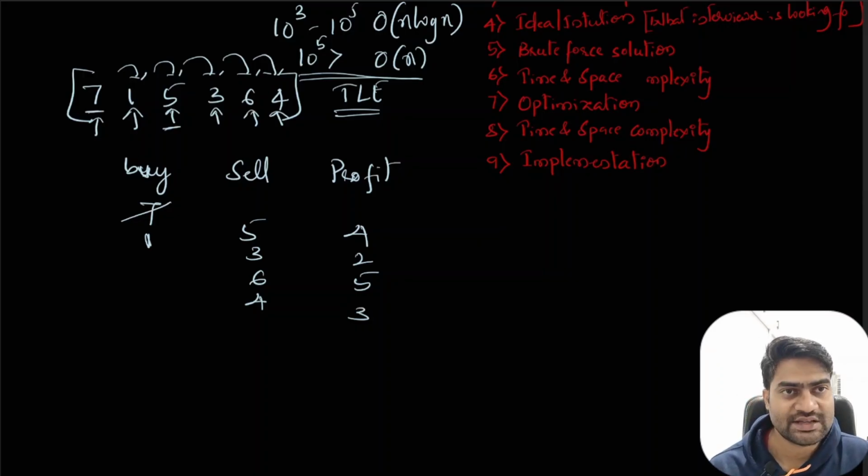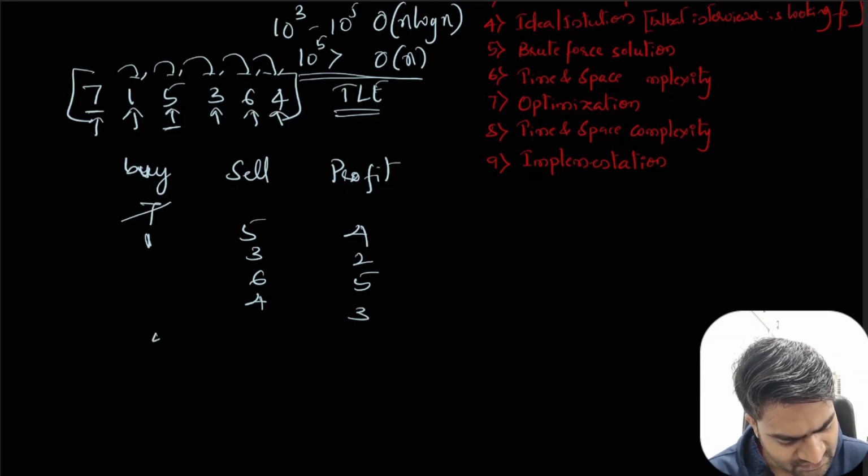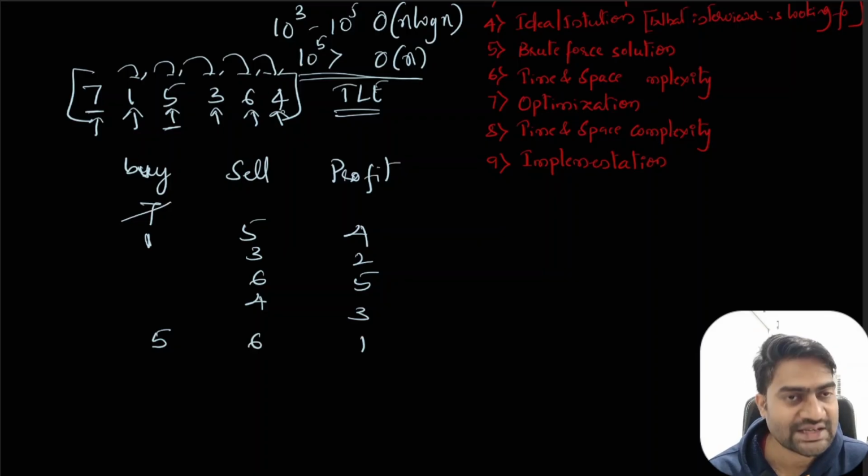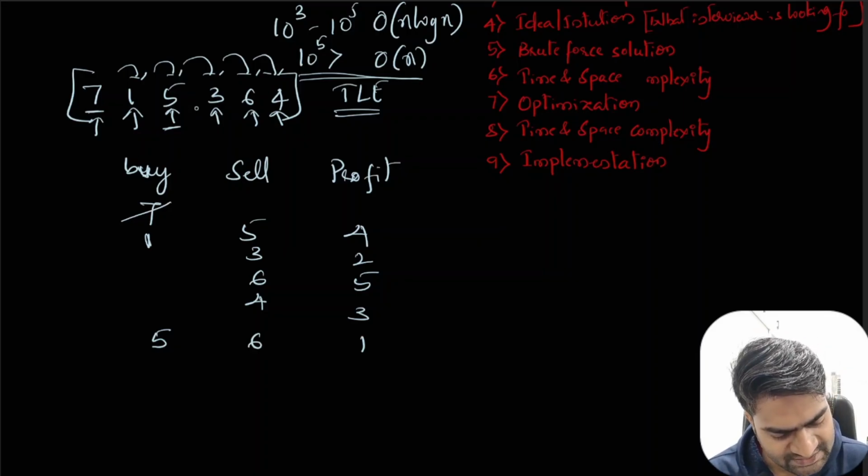Let's try it for the next value, 5. So if I buy it for 5, I cannot really sell it for the previous values. We already know that. So I can sell only for the after values, which is 3, 6, 4. So I cannot sell it for 3 because it is lesser than 5, I can sell it for 6. So if I sell it for 6, then my profit will be 1. I cannot sell it for 4. Okay. Now 5 is done.